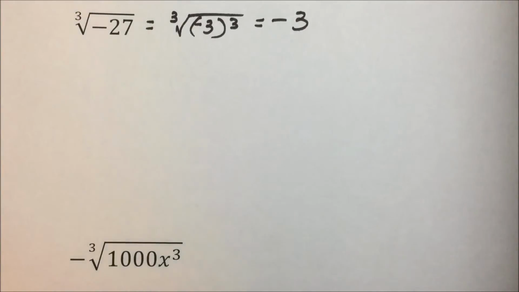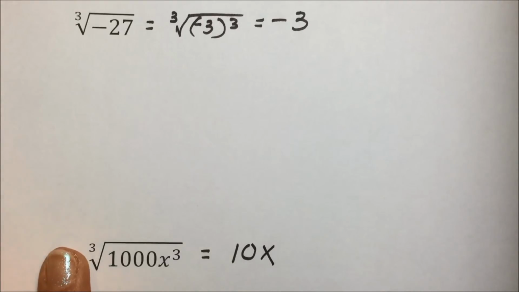In this last example, they're asking us for the cube root of 1000 x to the third. What times itself 3 times gives us the 1000? That would be 10, since 10 to the third power is 1000. X to the third power, what times itself 3 times gives us x, would be x.